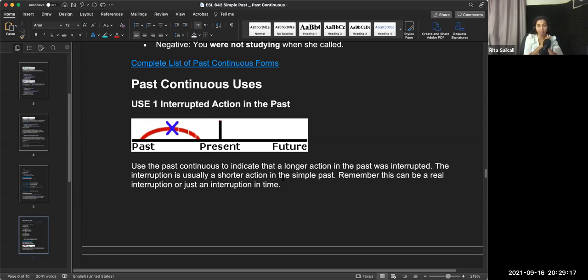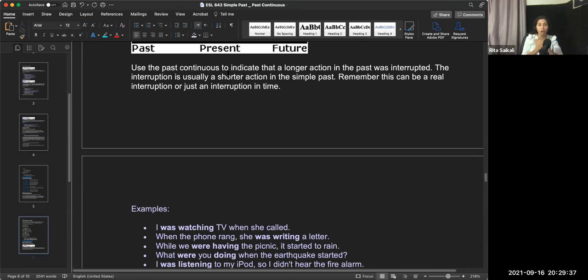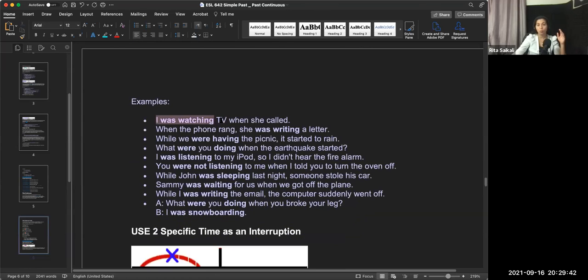So that interruption, for example, I was walking to school when I saw Jack. Was walking is in past continuous. Saw is in simple past. Okay, so when there's an interruption, it's usually a shorter action in the simple past. I was watching TV when she called. Past progressive, simple past. When the phone rang, right? This is the simple past.